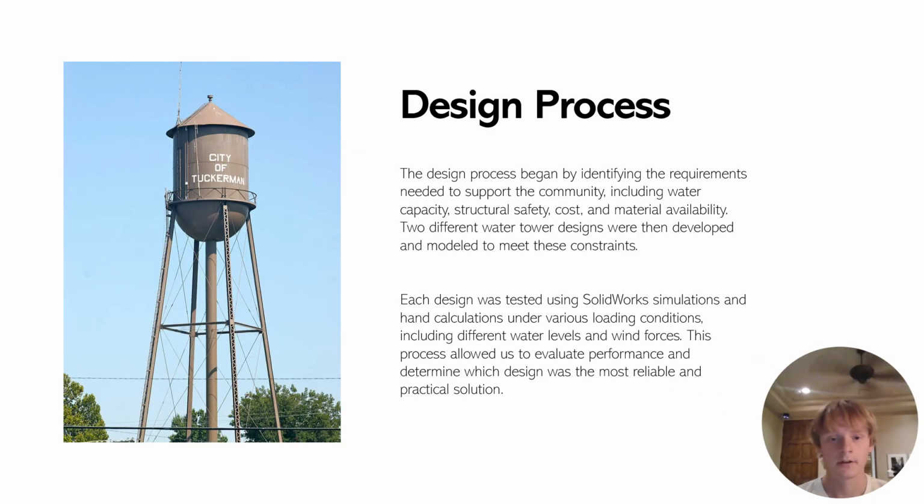To begin the design, the first step was identifying key requirements. The structure needed to support the weight of water, resist environmental loads like wind, and remain stable under different conditions. It also needed to be cost effective and use materials that are realistically available. From there, two different design concepts were developed. These designs were intentionally different so that we could compare how size and height affect performance. Once the designs were created, they were modeled in SOLIDWORKS, and both simulation and hand calculations were used to evaluate them. Testing multiple conditions allowed for more complete understanding of how each structure behaves rather than just looking at one scenario.